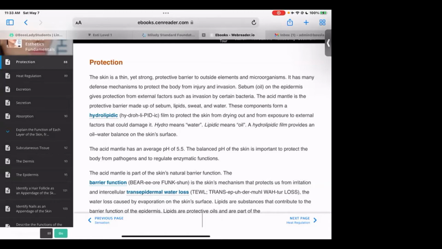Oil, sebum, lipids, sweat, water, all of those things exist on the surface of our skin to protect us. So although they can be counterproductive when it comes to things like makeup and how our skin looks, it actually really does us a favor in protecting us from outside factors. So the acid mantle is your friend.